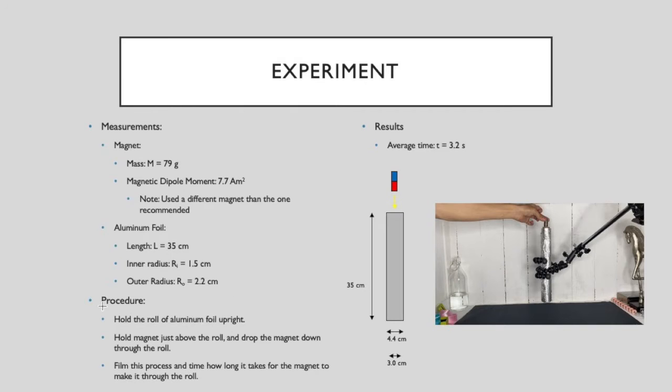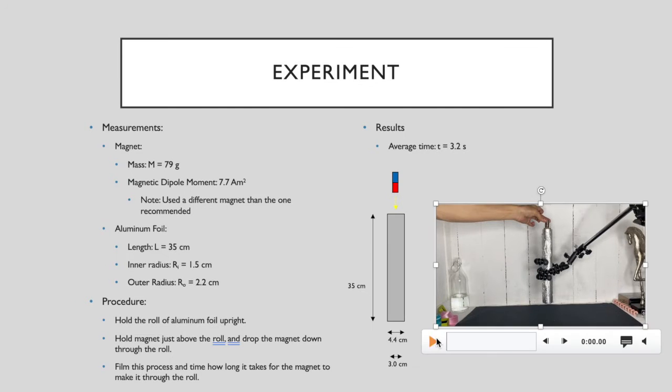The procedure for this experiment was to hold the roll of aluminum foil upright, then we hold the magnet just above the roll and drop the magnet down through the roll. We film this process and then time how long it takes for the magnet to make it through the roll. We repeat this process 5 times and find the average time taken for the magnet to drop through the roll. We found that the average time is 3.2 seconds. Here we can see the magnet dropping through the tube.